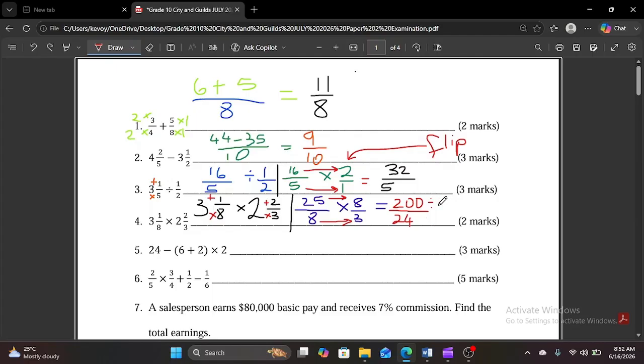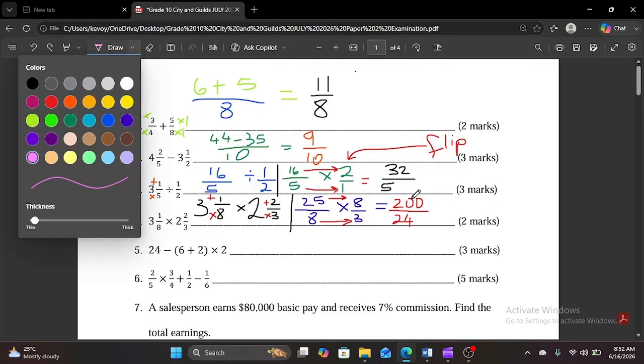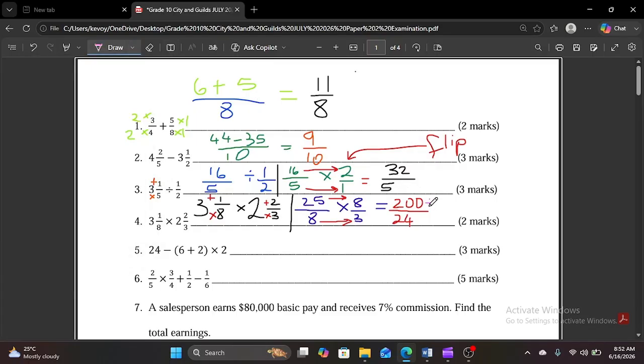so that color is too near to red, so let's use a lighter color. If we're simplifying this fraction right here, we can divide both the bottom and the top by 4. So 200 divided by 4 is going to be equal to 50 over 24 divided by 4, which is going to be equal to 6.